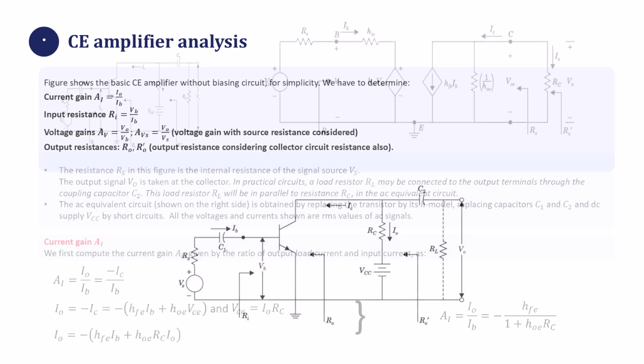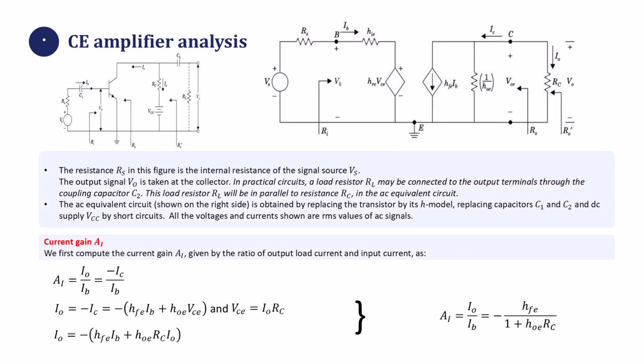To analyze this circuit, we redraw it as its AC equivalent. The transistor is replaced by the H parameter model we just built, and the coupling capacitors along with the DC supply VCC are replaced by short circuits, since at mid-frequency they don't affect the signal. All the voltages and currents from here on are the RMS values of the AC signals.